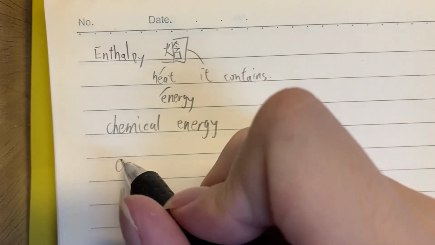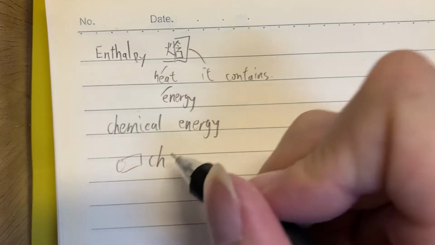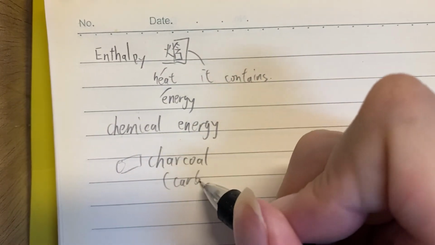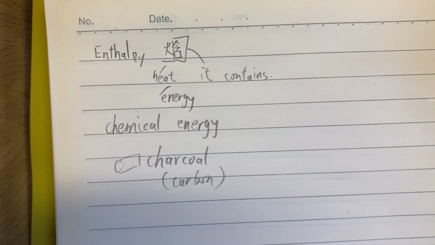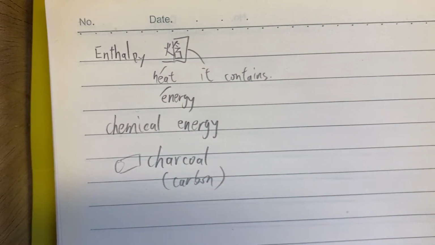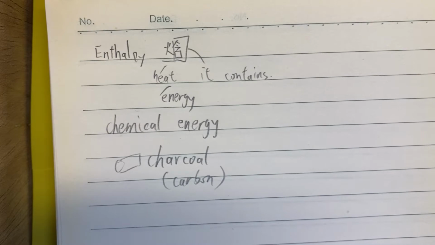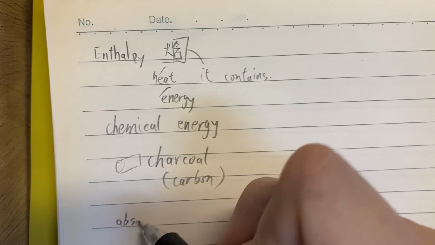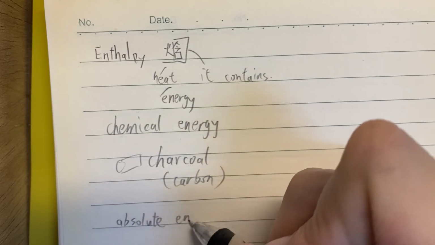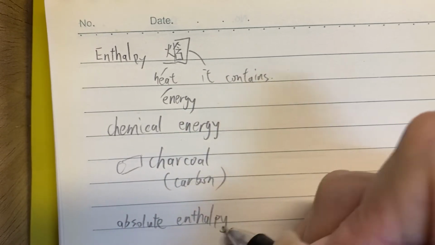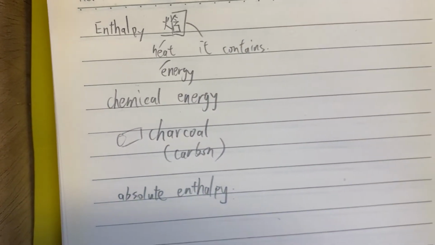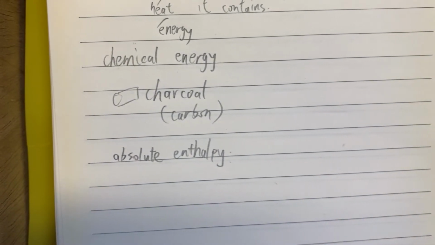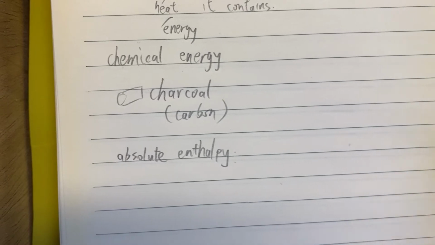Say for example, if you have a piece of charcoal, which has the major composition of carbon, when you look at it, do you know how much energy is contained? The answer is no. How much energy it contains, we call it absolute enthalpy. And you will never know the exact quantity of energy inside it. However, how can you know?